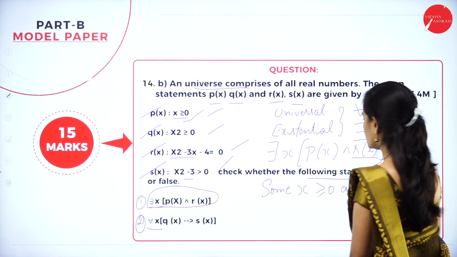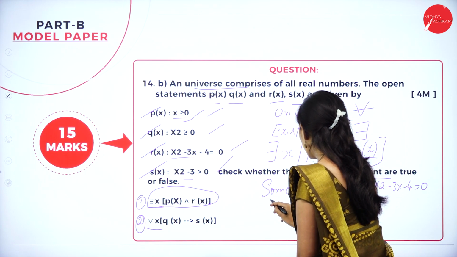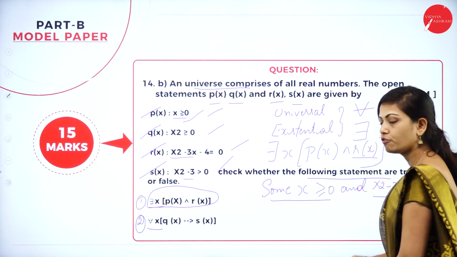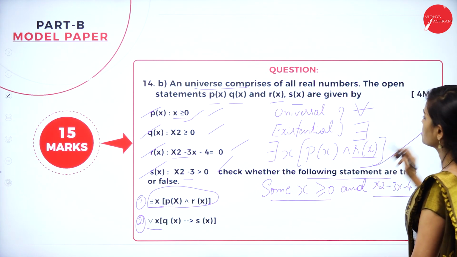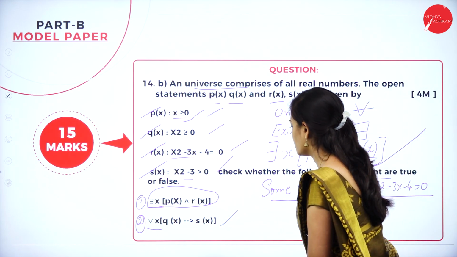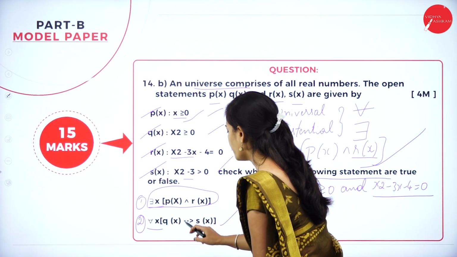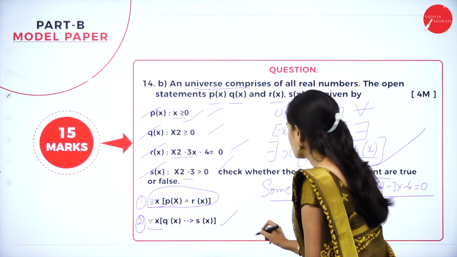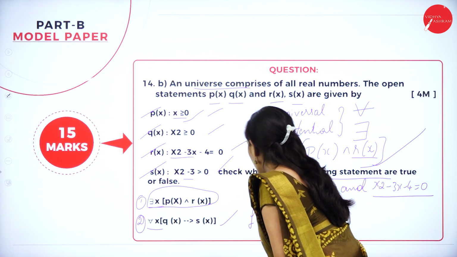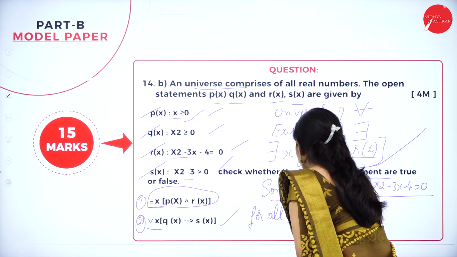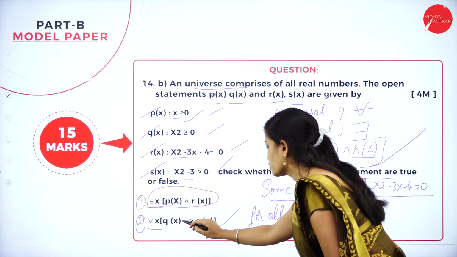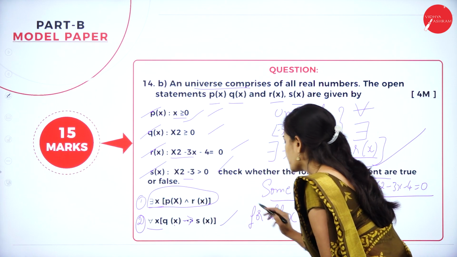This is the existential quantifier, so I'll read it: there exists x such that x is greater than or equal to 0 and x squared minus 3x minus 4 is equal to 0. This is the statement, so the given statement is true. And the second one is for all x, Q of x implies S of x. Implication means if Q of x then S of x.